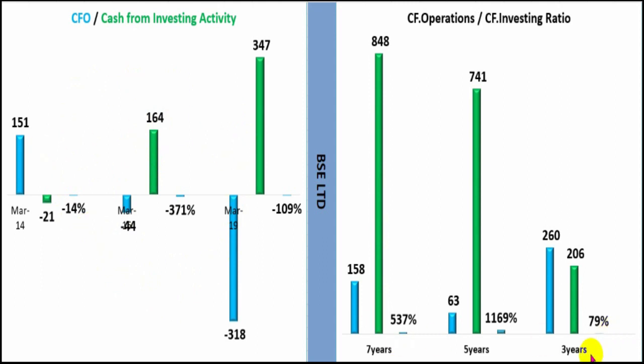So when we club it together for the 3 years, the company had received 260 crores through operations and 206 crores through investing activity as well. In last 5 years, in total 63 crores of operating cash flow, but 741 crores through investing activity. And even in the last 7 years, it is very similar, 158 crores coming through operations and 848 crores coming through investing activities. So as we saw earlier, the company's cash holding and investing activity in the balance sheet is huge compared to its overall assets.